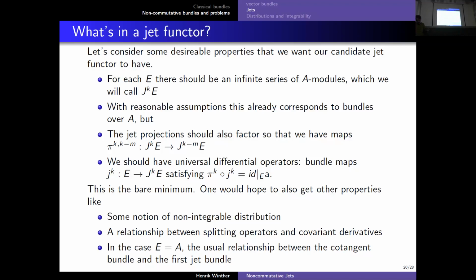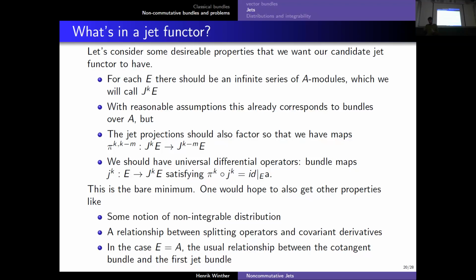There should be some relationship between splitting operators and covariant derivatives so that you can realize your old differential operators that you have from the covariant derivatives, their differentiation and so on, as some special case of the general differential operators coming from the jet bundle as delta factors through the universal differentiation operator.